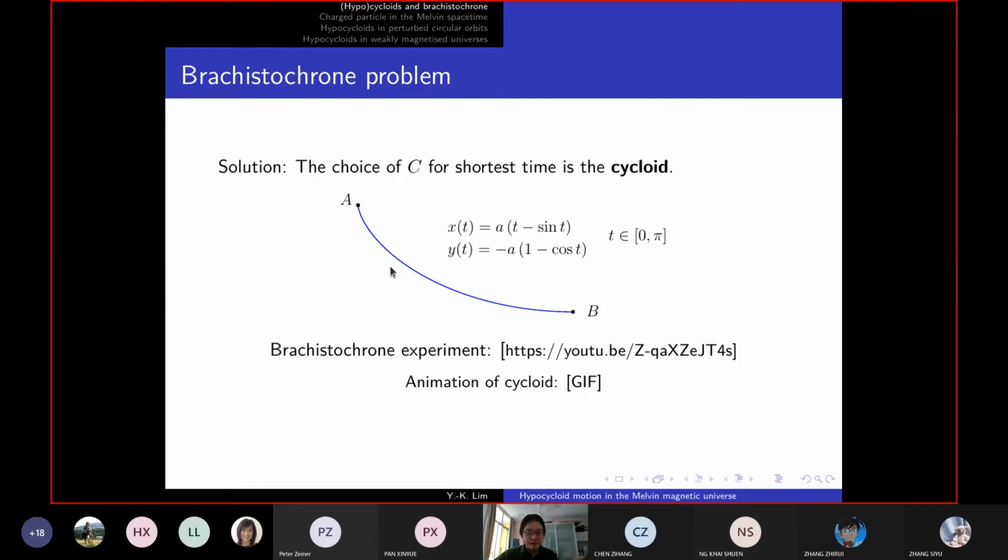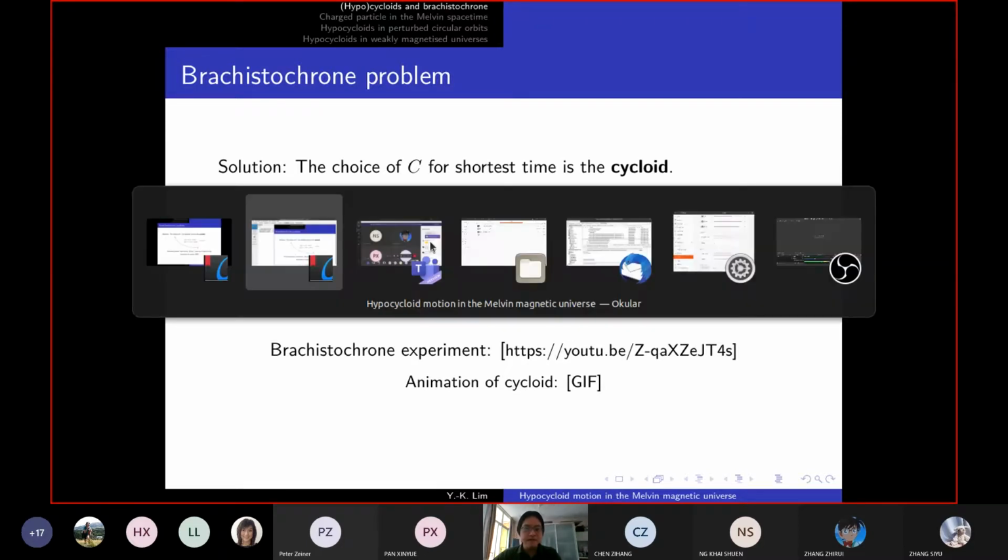The ideal path takes the shape of a cycloid. These are the parametric equations describing it. This tells how the x and y position of the particle changes over time, and is given by this expression. So this is precisely the cycloid, or actually the upside down cycloid. This is the solution if you use calculus of variations or variational principles. And we can actually do an experiment to see that this cycloid takes the fastest path.